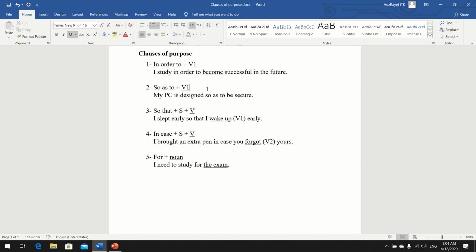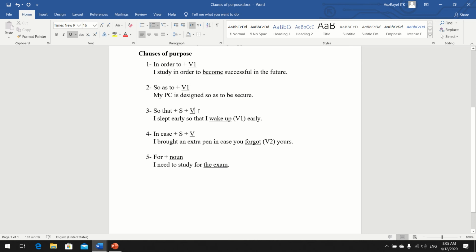The next one is so as to. It also gives the reason behind doing something or having something. For example here, my PC is designed so as to be secure. So as to be secure. And the verb here is be. Okay? And after so as to comes a bare verb. And because it's just verb 1 and the word that was before it was to, it becomes an infinitive verb.